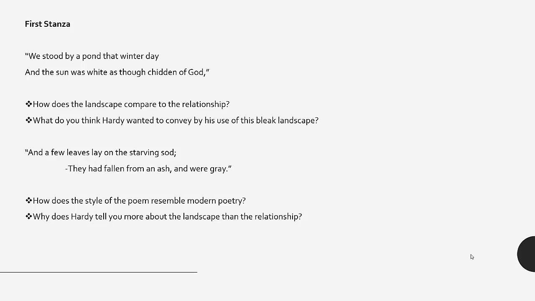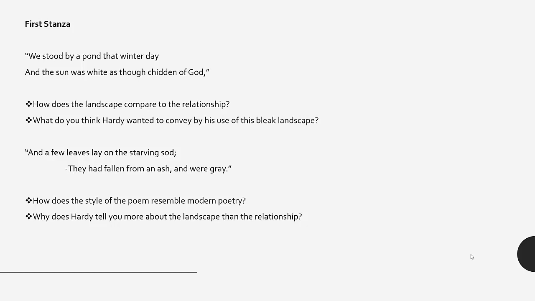A lot of attention is placed on the prosaic details of the scene around the man and woman, but not much attention is given to the actual relationship itself. Laura Cowan argues that this is one of the ways that the poem resembles modern poetry. Modern poetry tends to put more importance on the mundane details. The lack of detail about the relationship really draws you in and makes you wonder, what happened? And also, the landscape can become a metaphor for the relationship.